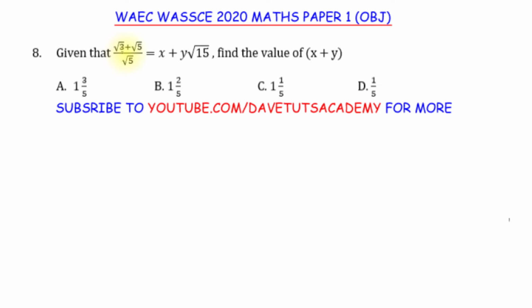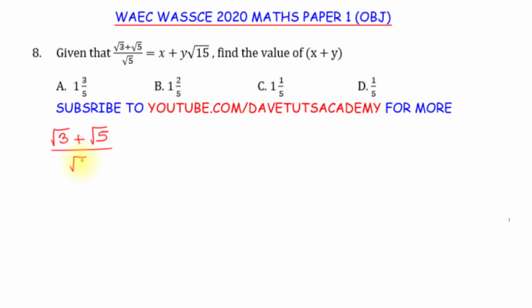We are given that root 3 plus root 5 over root 5 is equal to x plus y root 15, and we are to find the value of x plus y. Students, whenever you are coming across questions like this, please note what you are asked to find. We are asked to find x plus y, not just x and not just y. So we need to actually go ahead and solve this question.